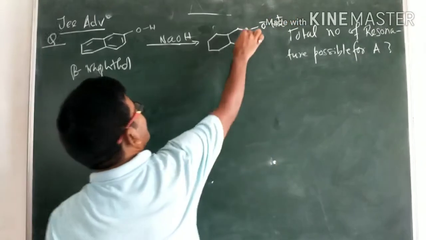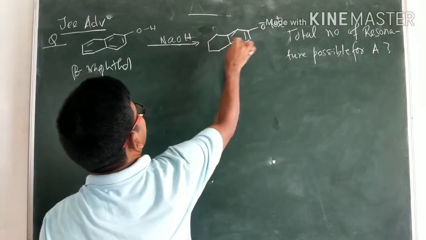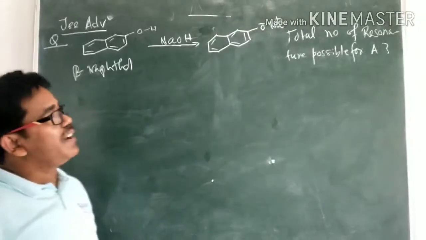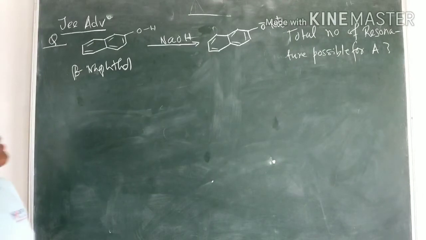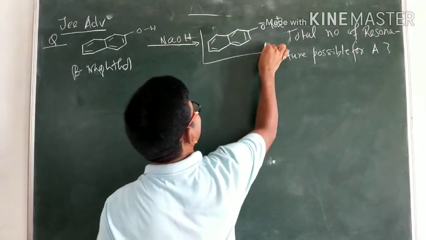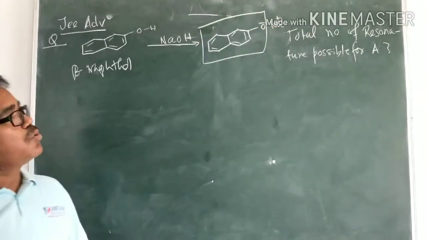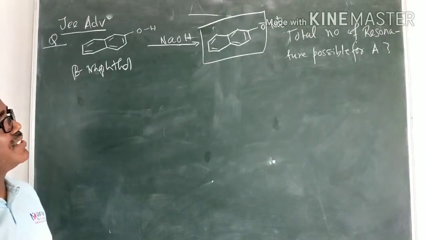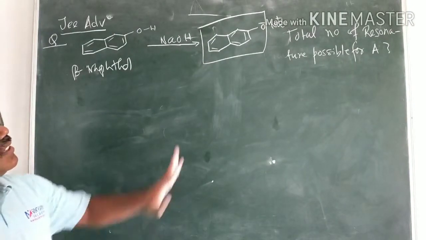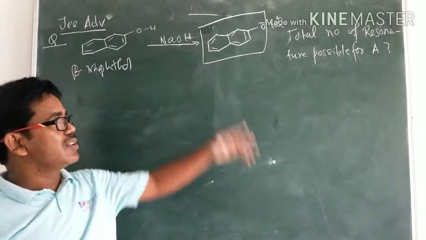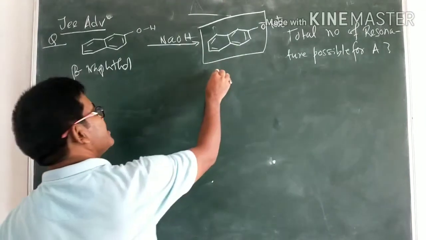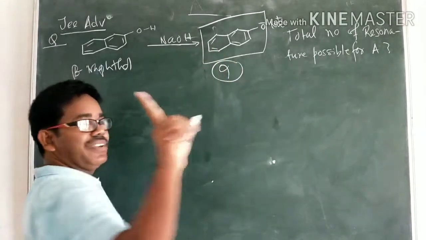But here, the second part is very important. They are asking to find out the total number of possible resonating structures for this particular structure. How to find that within a few seconds? If you know the techniques, we can count it. Here the answer will be, I suppose, 9. Your answer will be 9, if you know the technique.